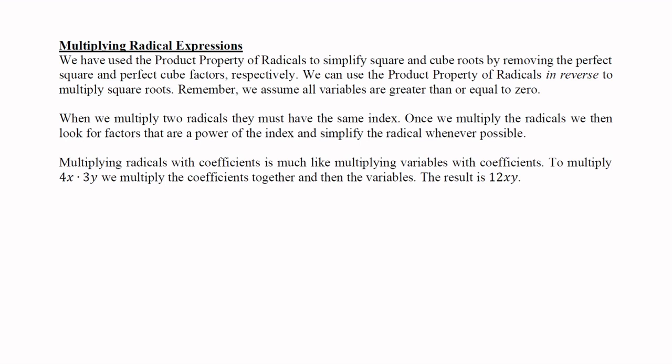Multiplying radicals with coefficients is much like multiplying variables with coefficients. To multiply 4x times 3y, we multiply the coefficients together and then the variables to give us the result 12xy. So let's do some examples of multiplying radicals together.